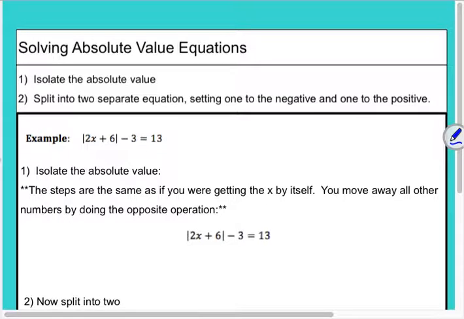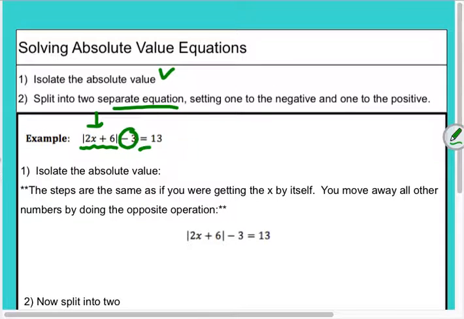So solving absolute value equations. Okay, there's two things. Isolate the absolute value. That means we're going to get this whole thing by itself. We have to get rid of this negative 3, get the absolute value and everything inside it by itself. And then split into two separate equations, one equal to the positive number and one equal to the negative number to get your two equations.